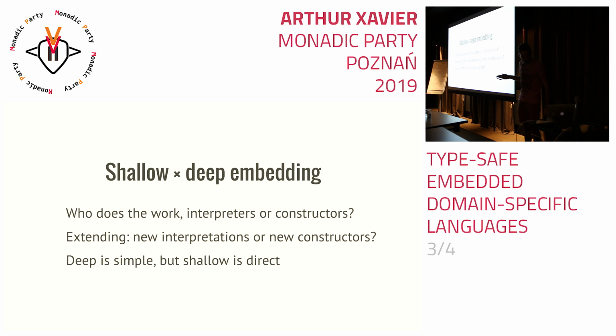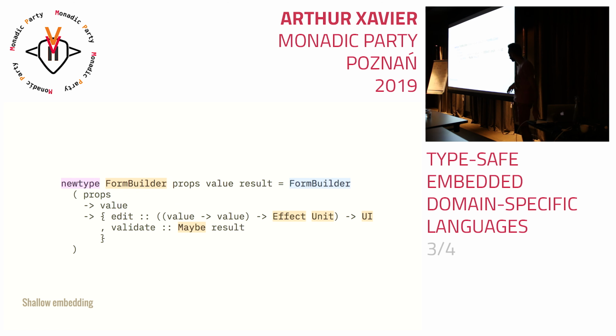We're going to see that deep is simple, but shallow is direct, because this is an example of a shallow embedding. We have already seen this in the past session. This is the data type definition for the form builder DSL we use at Lumi. We can see it takes a function that takes a parameterized argument of props, a value which is the thing that we actually added in the form, and it finally produces this tuple, this anonymous record of a UI and a valid result, maybe.